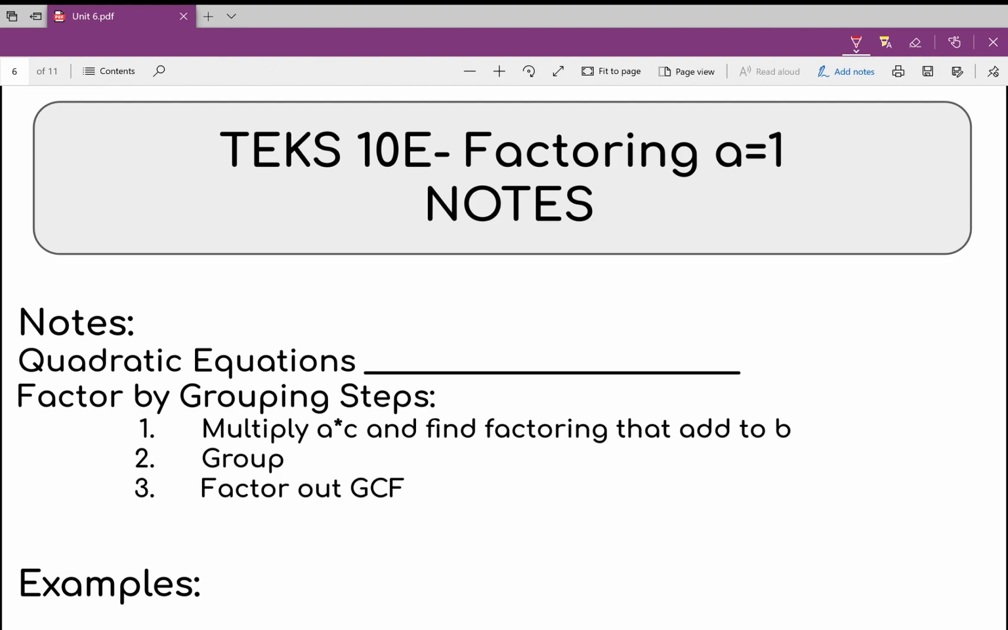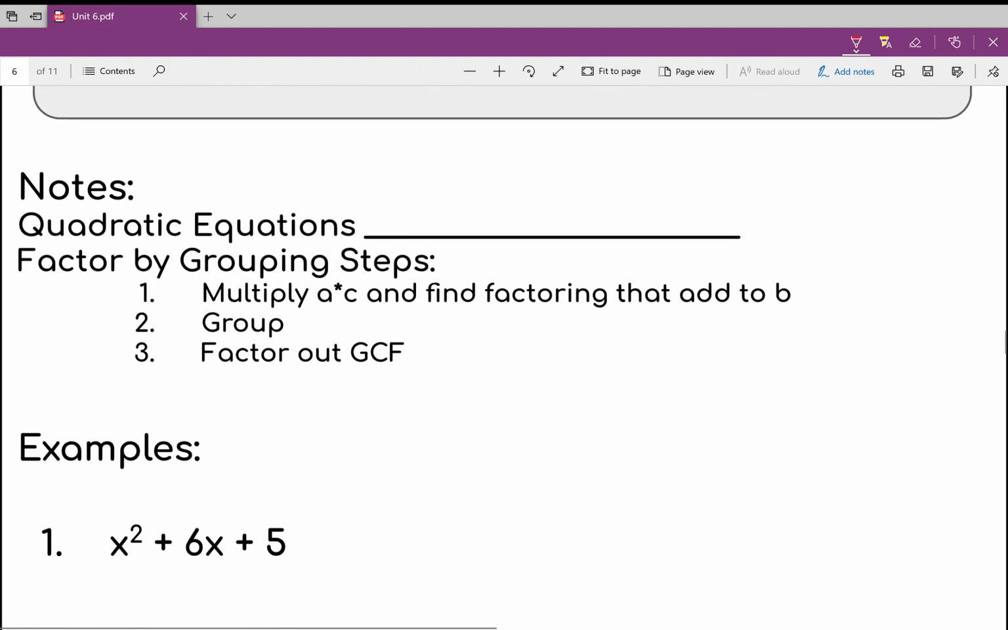10e, factoring when a is equal to 1. So let's look at the notes right here. It says quadratic equations. Remember when we were doing double distribution, the answers we were getting were all in the form of a quadratic equation. And the form of a quadratic equation is ax squared plus bx plus c.